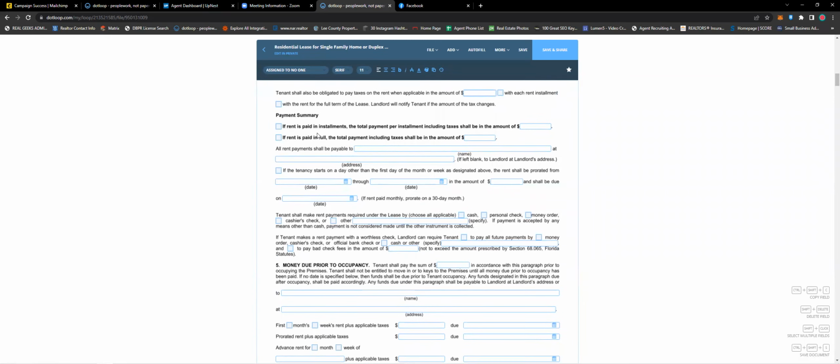Payment summary: if rent is paid in installments, the total payment per installment, including taxes, shall be. So if it was a seasonal rental, you would add the per month of tax, or if it's a total rental, you're going to put $1,000. If it's paid in full, the total amount, including taxes, shall be again the total amount plus tax.